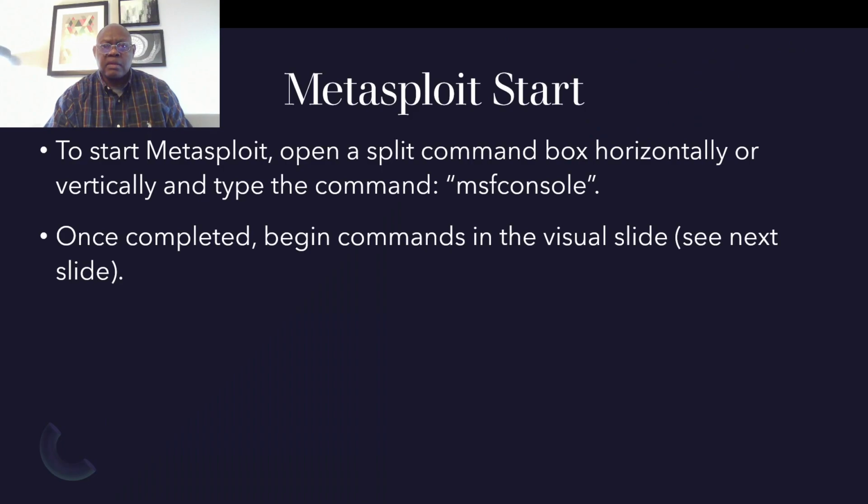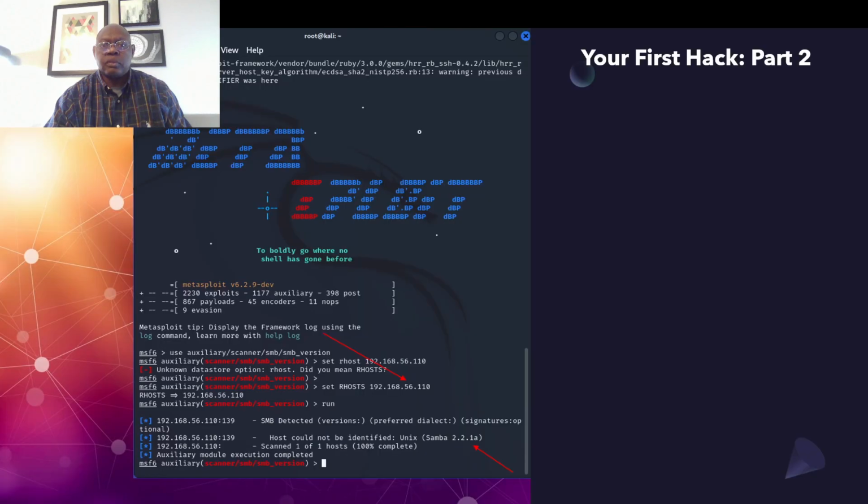In this next slide, to get more information from the target, I typed in the command msfconsole, and that's to start the Metasploit software. And as you can see from the software, it shows my IP address, the RHOST, 192.168.56.110. And I also see Samba 2.2.18.